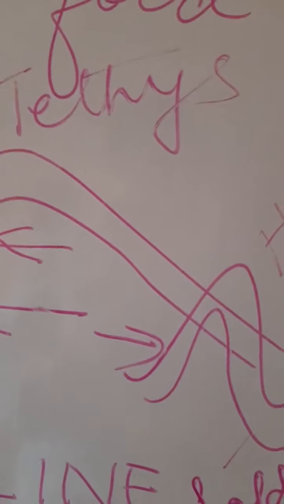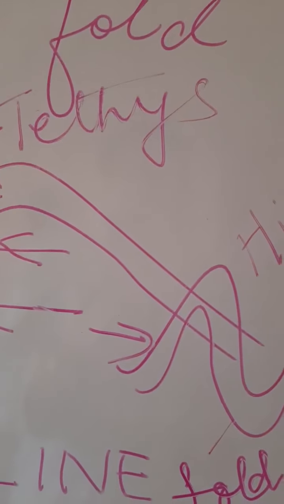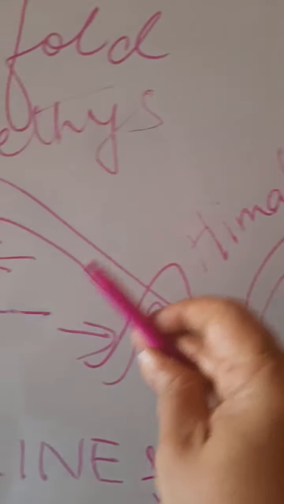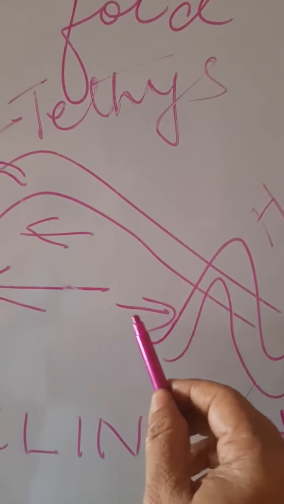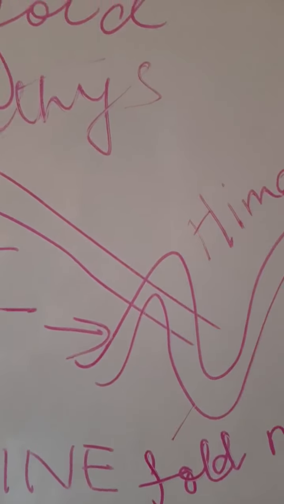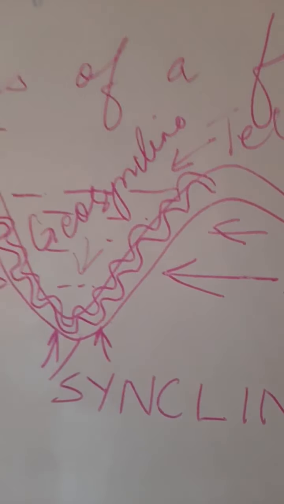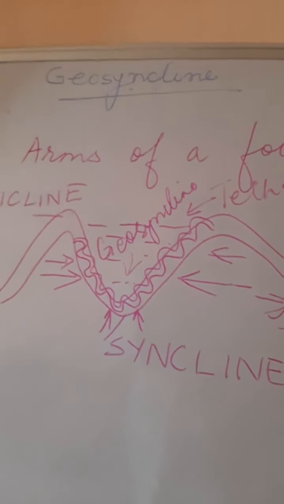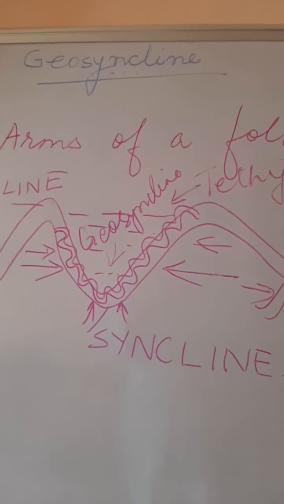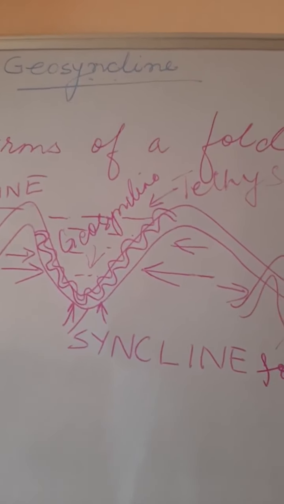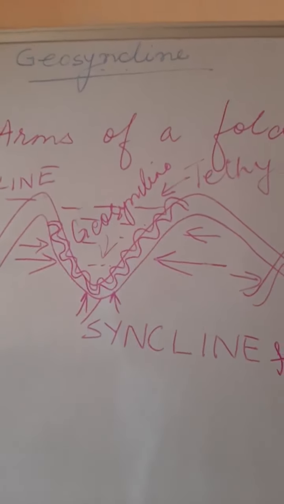So our Himalayas rose up due to compression from both the sides. On one side there was the Eurasian plate, the other side is the Indo-Australian plate, that is our plate. So in this way, children, the geosyncline which was named Tethys rose up to form the Himalayas.